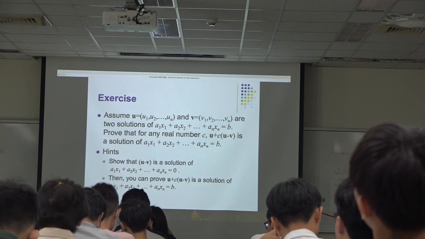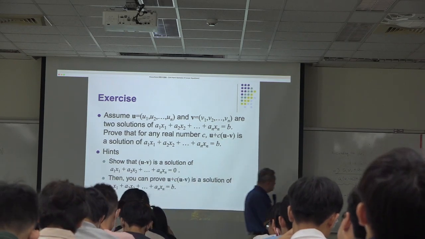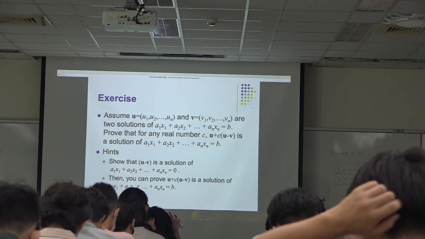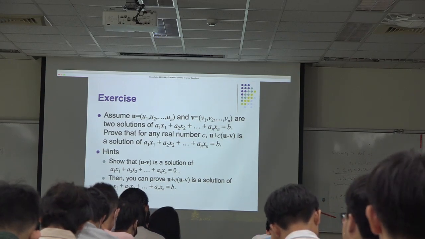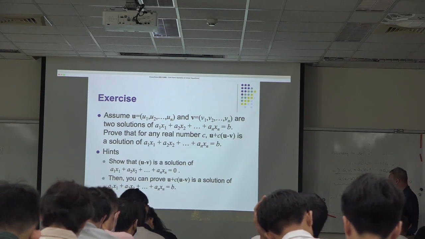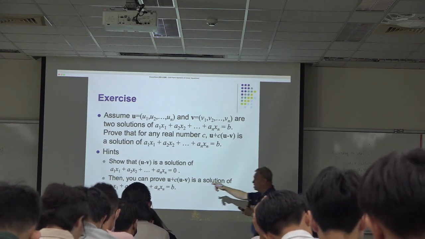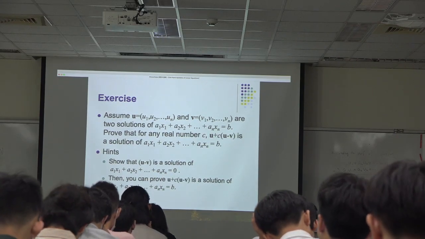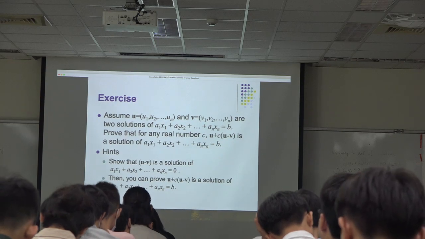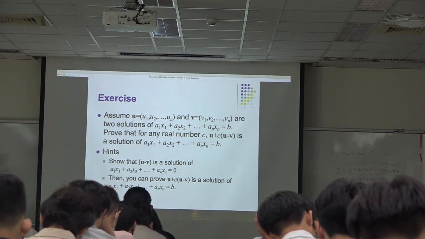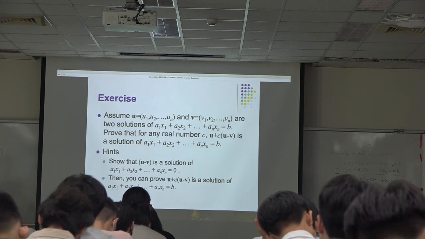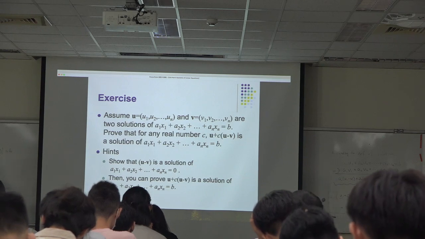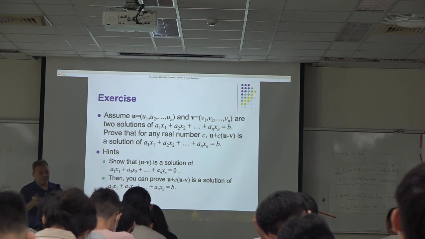For the second part, you will see there's always a C, right? So we get the C out of the parentheses. And then inside the parentheses, it will be A1 U1 minus V1 plus A2 U2 minus V2, and so on, plus AN UN minus VN. Okay, so obviously it's still equal to B, right? The right-hand side is very simple.